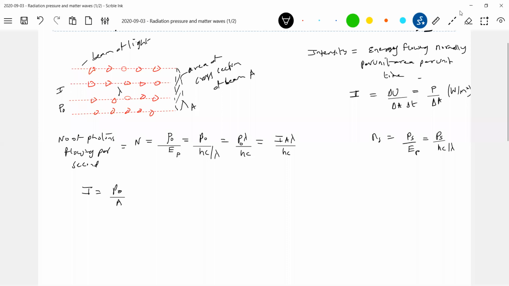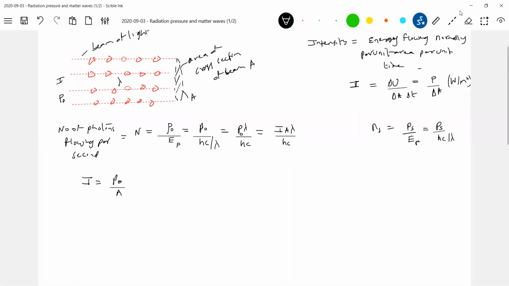Okay, now this particular beam of light is incident on a surface. That surface is going to absorb this beam. Let me put it.